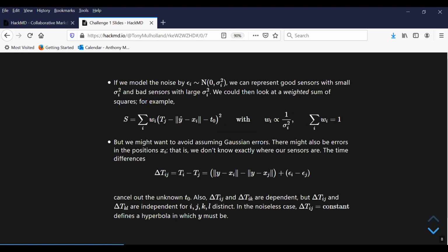estimate. Next slide, please. If the sensors have different standard deviations, then rather than an equally weighted sum of squares, you would have this modified S here, which has weights proportional to 1 over sigma i squared. So the sensors with large standard deviation get lower weighting in the sum of squares. Another issue is that the sensors themselves may not be exactly at the positions xi that we think they are, and so there would be errors introduced by that.